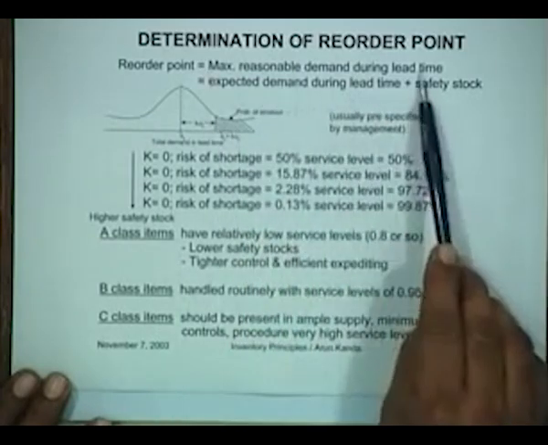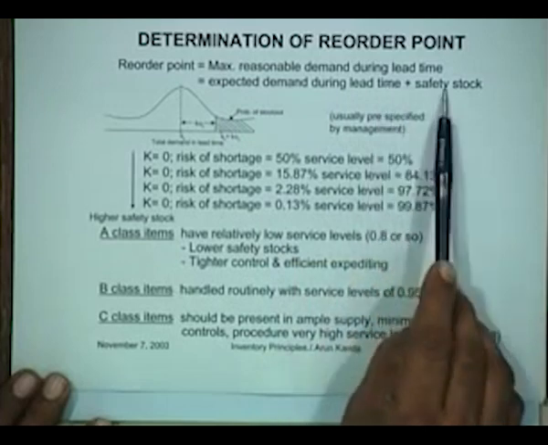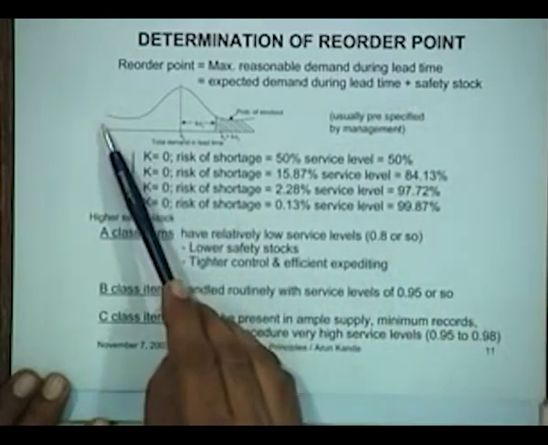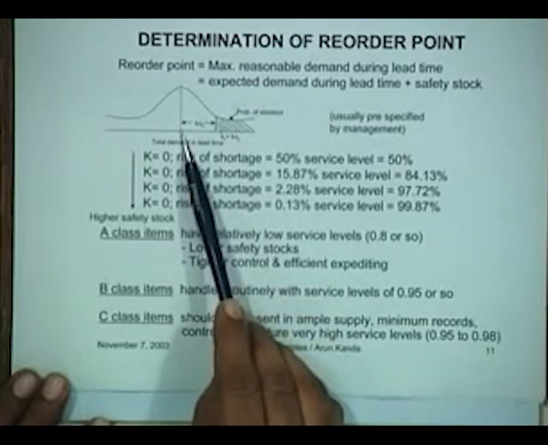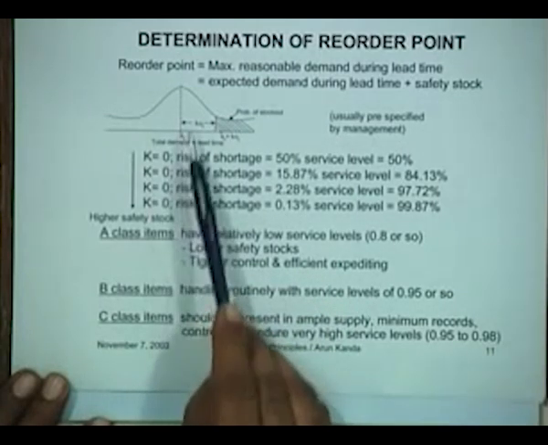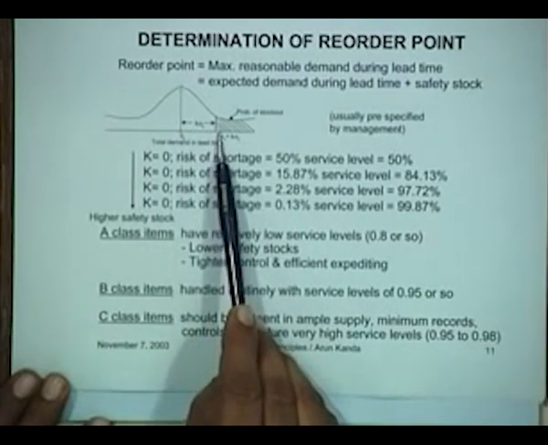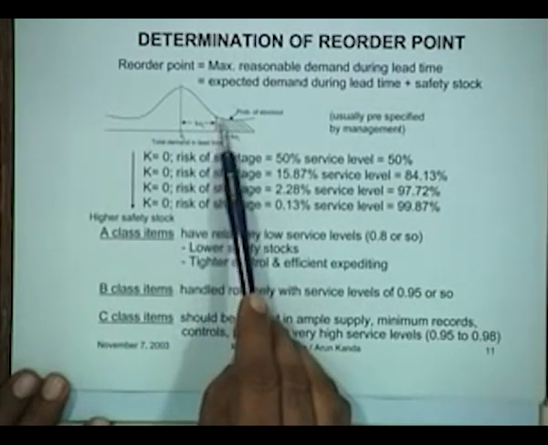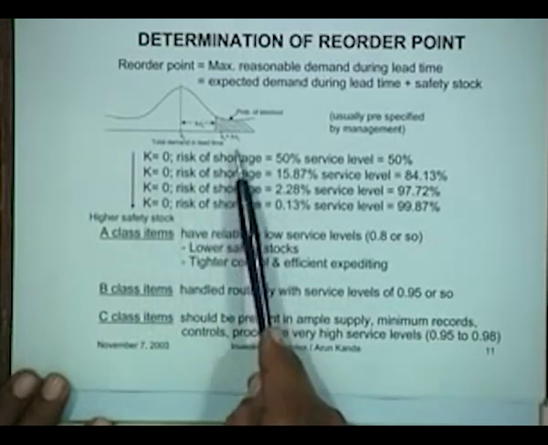Reorder point is the maximum reasonable demand during lead time, which is the expected demand during lead time plus the safety stock. So if you assume, for instance, that the demand is normally distributed, and this is the average lead time value that you typically have, then K times this particular standard deviation will give you this particular value, and the area which is shown shaded here is in fact the probability of stock out, right, in that sense.